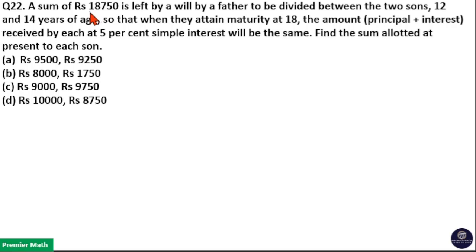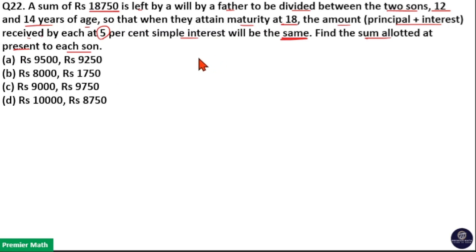A sum of rupees 18,750 is left by a will by father to be divided between two sons of 12 years and 14 years of age, so that when they attain maturity at 18 years, the amount, that is principal plus interest, received by each at 5% simple interest will be the same. Find the sum allotted at present to each son.